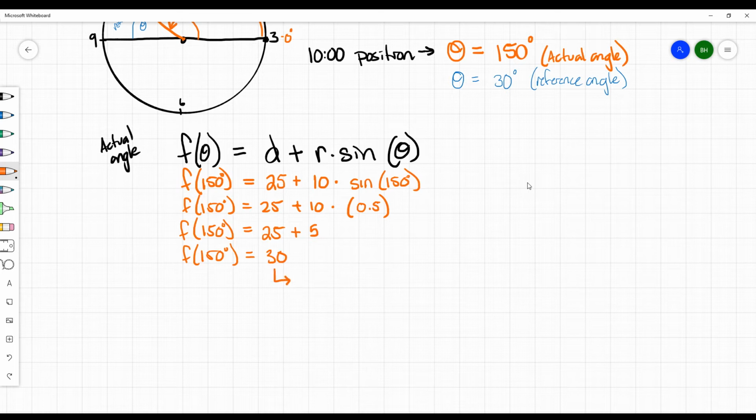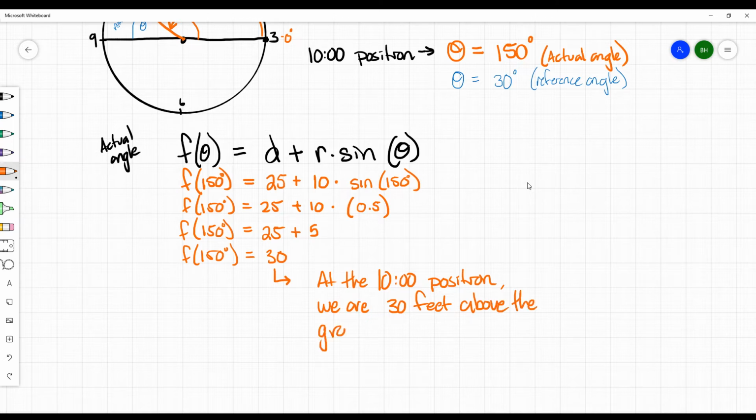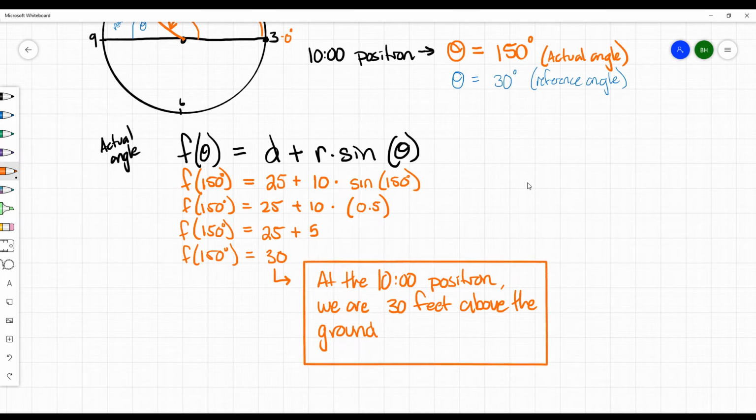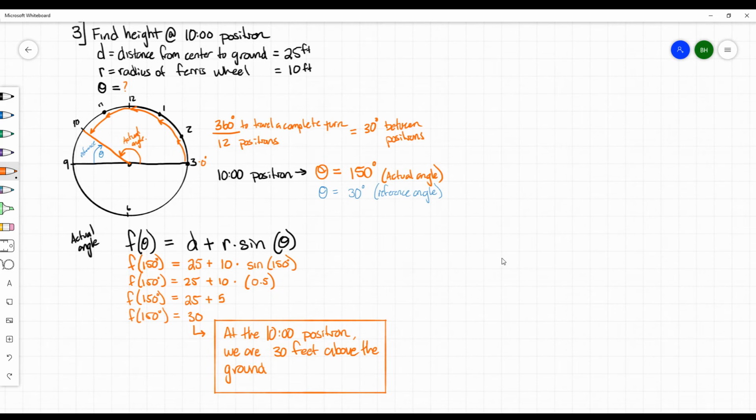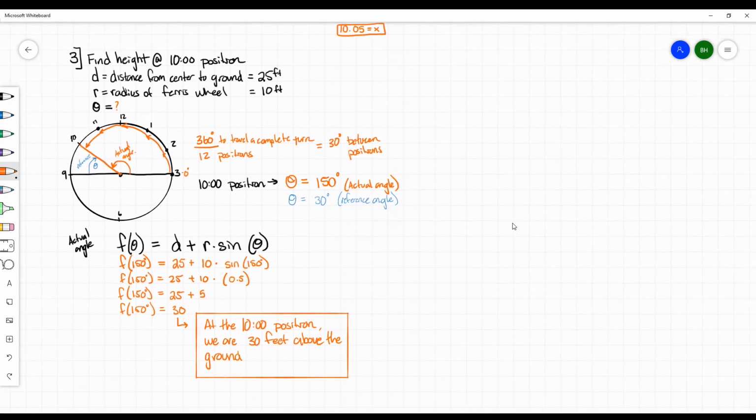So I'm going to go ahead and use this to write the actual answer. At the 10 o'clock position, we are 30 feet above the ground. And with that, that will be our answer. It's always nice to make sure you summarize what the answer is going to look like for any of these problems. So there's the answer for that one.